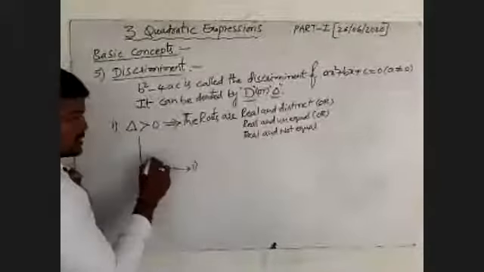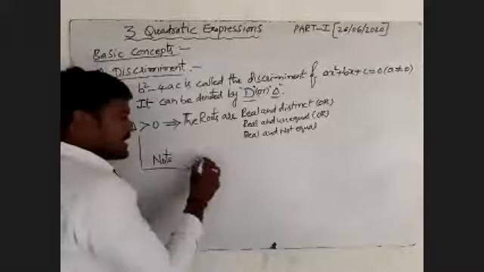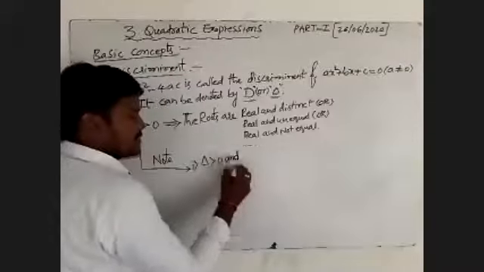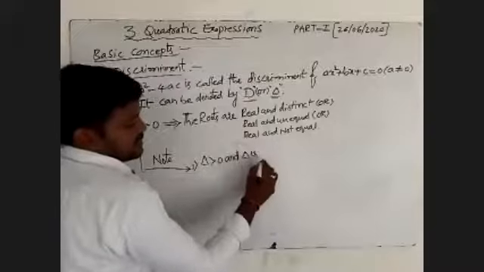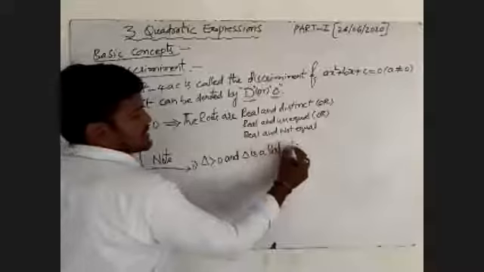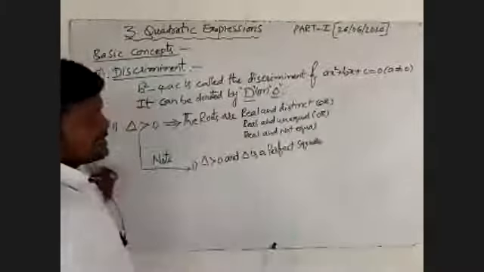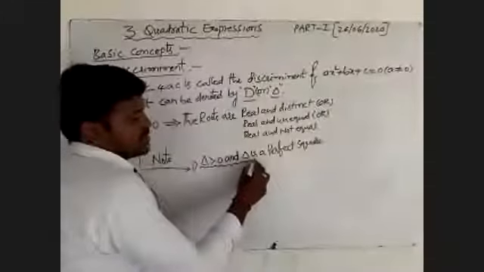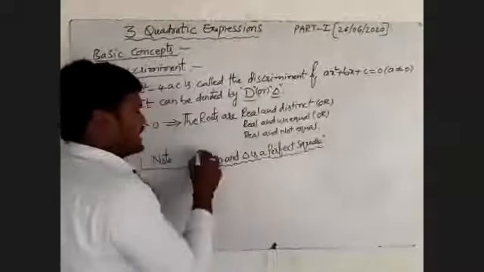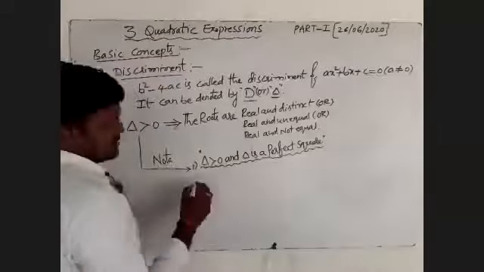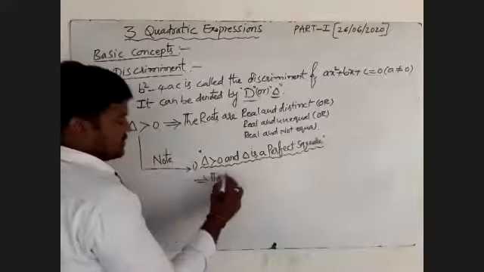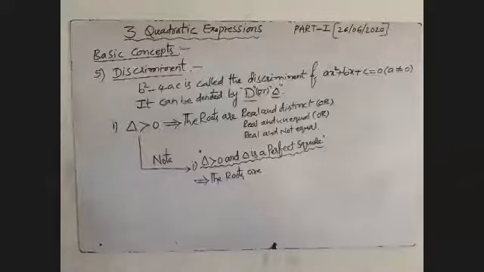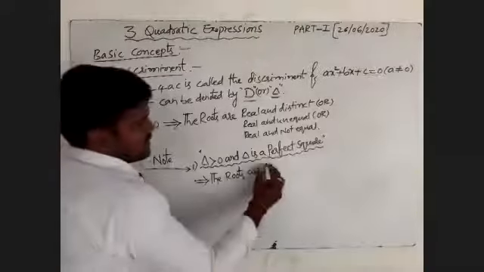Sometimes we will note this one: delta greater than 0 and delta is a perfect square. Delta is a perfect square. We will observe. This condition you should observe neatly: if delta is greater than 0 and that delta is a perfect square, let us check what its roots will be. Then that implies the roots are rational roots.